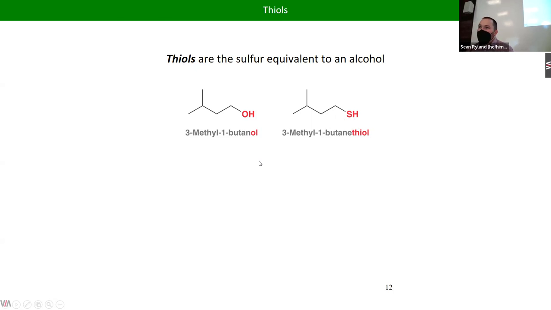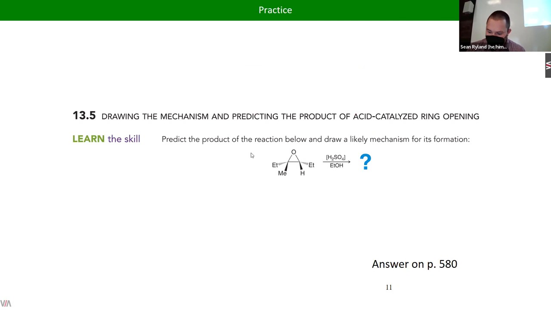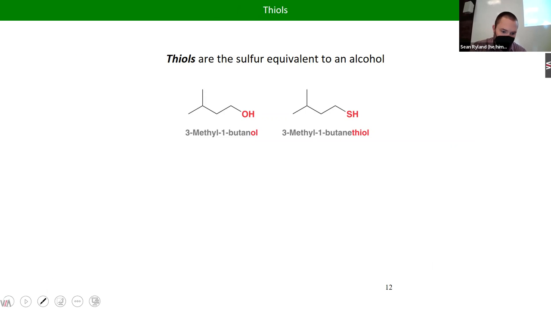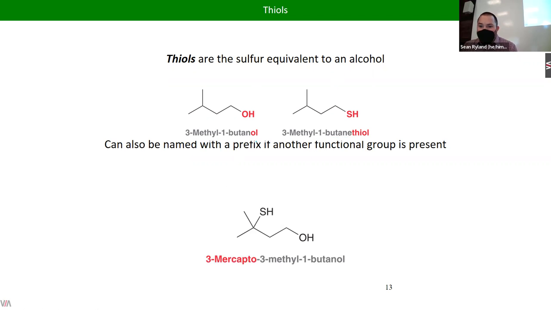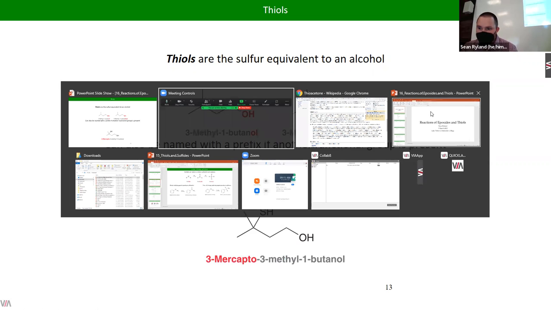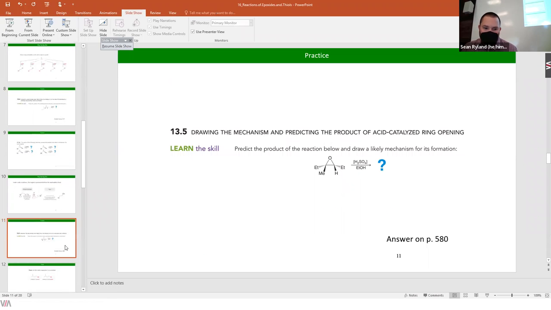So we don't drop the E, so that you can still enunciate that third to last syllable, so that you can indicate if there is a double bond or something like that. So we leave that E right there. For whatever reason, we just don't do that with alcohols, although, frankly, it would make more sense. It just doesn't roll off the tongue quite as easily. If there's another functional group around, then you just use a prefix.